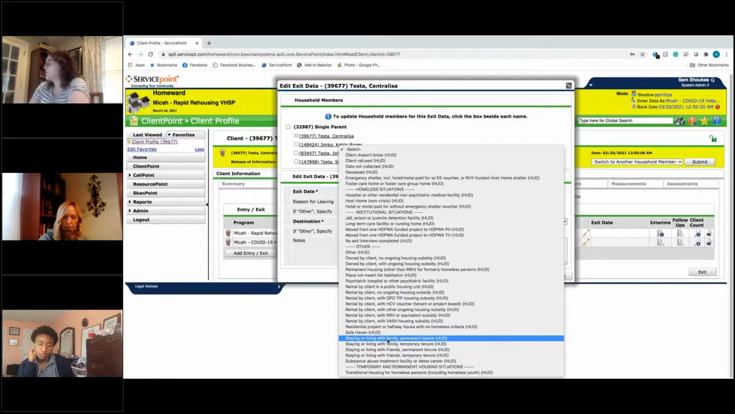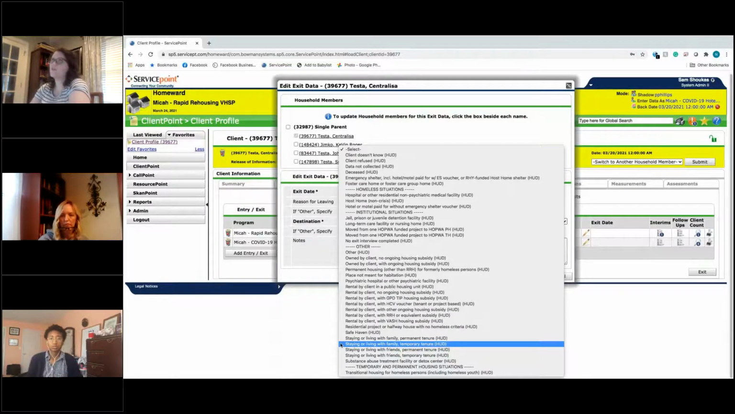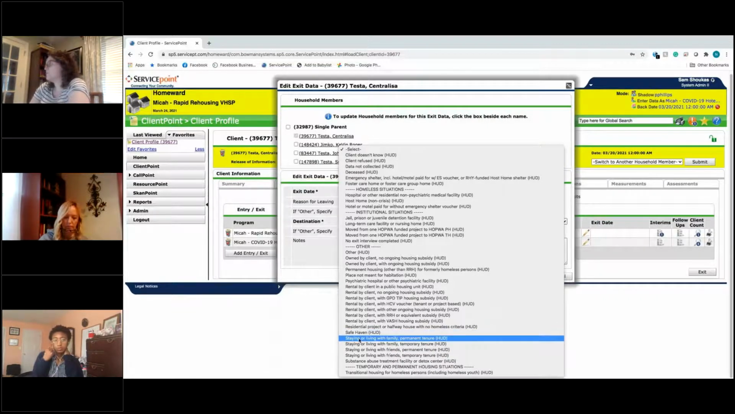For staying with family or friends, there's two options for permanent versus temporary. I often get the question about what's temporary and what's permanent. There is no hard and fast rule, so use your best judgment. Basically, the example that I often give is if someone says, Mom said I could stay for 2 weeks, that seems pretty temporary to me. If they say, Mom said I could stay until I figure it out, whether that ends up actually being the truth or not, Mom says I can stay until I figure it out is a permanent situation.